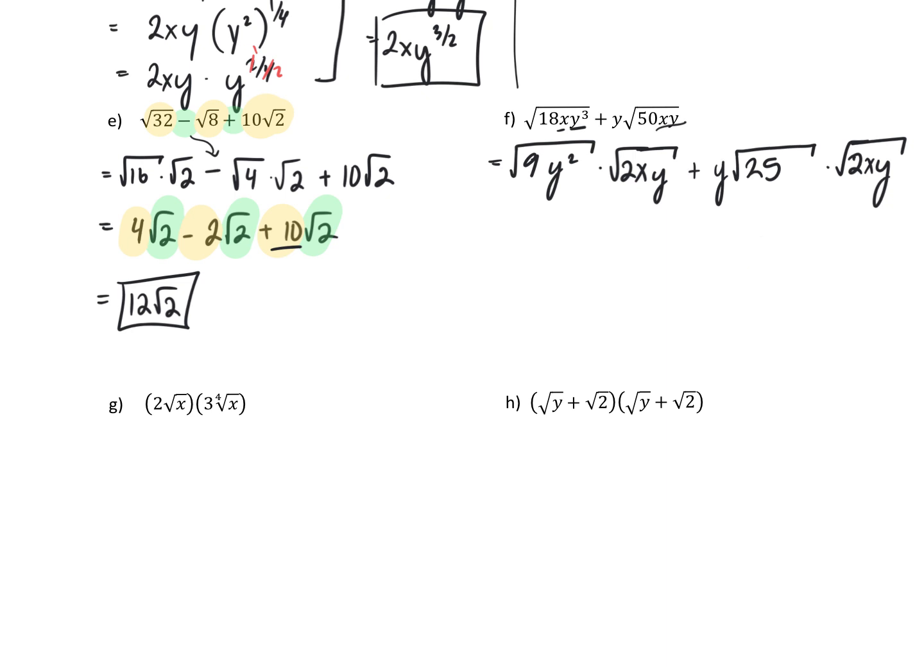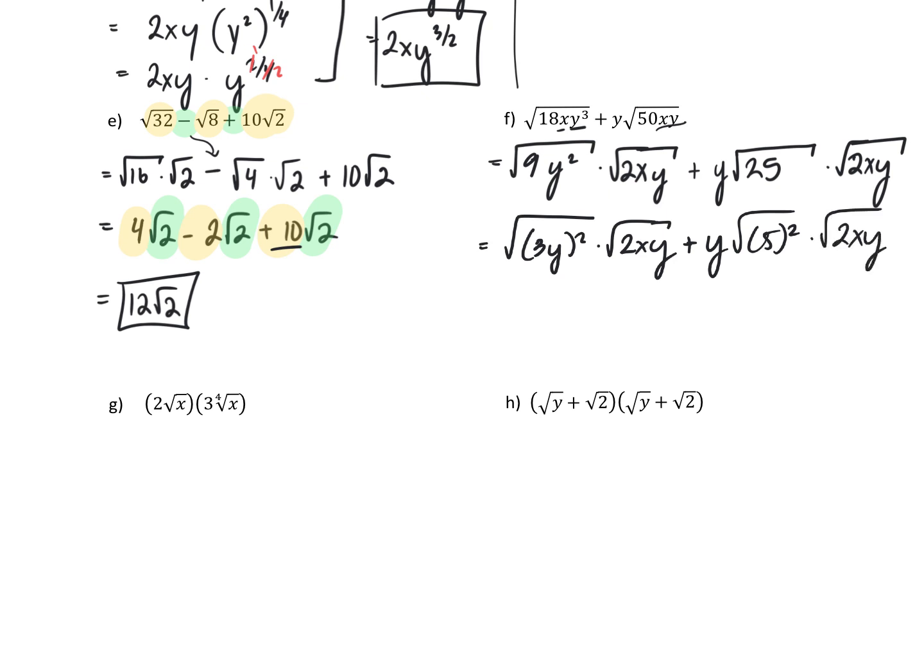Okay. So, again, I like to rewrite things with the square if possible. I didn't do it in the last one, but let's do it with this one. This is 3y squared times the square root of 2xy plus y times the square root of 5 squared times the square root of 2xy. Okay, again, that rule for canceling applies. And we have 3y times the square root of 2xy plus, the 5 and the y we can multiply. So it's going to be 5y times the square root of 2xy.